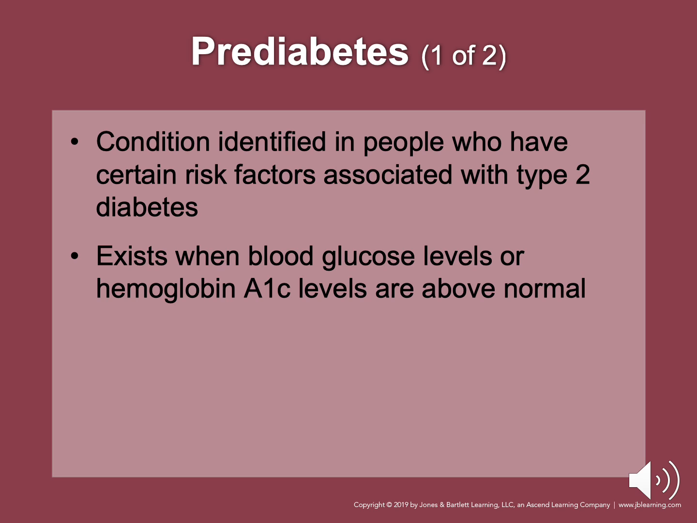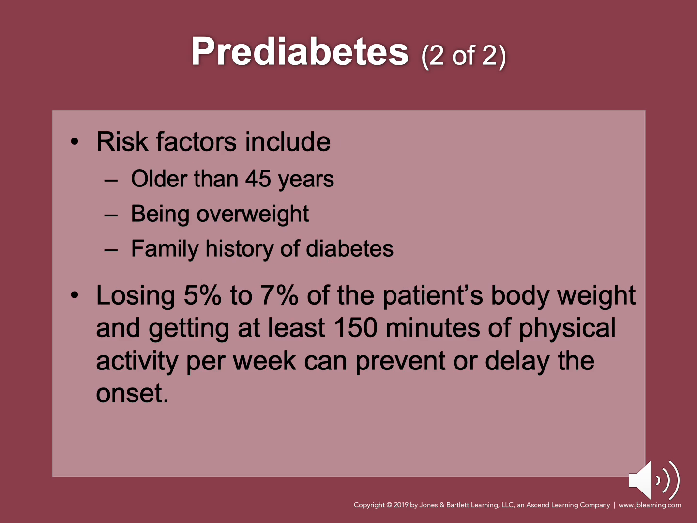Pre-diabetics are identified in people who have certain risks associated with type 2 diabetes. Blood glucose levels or hemoglobin A1C levels are above normal levels, but not high enough to be diagnosed as diabetes. The goal for diabetic patients is A1C levels of 7% or less. Some risk factors include older than 45 years, being overweight, family history, being African American, Hispanic, Latino, American Indian, Pacific Islander, or some Asian American racial or ethnic backgrounds, and gestational diabetes or having a birth weight or giving birth to a baby who weighs more than 9 pounds.